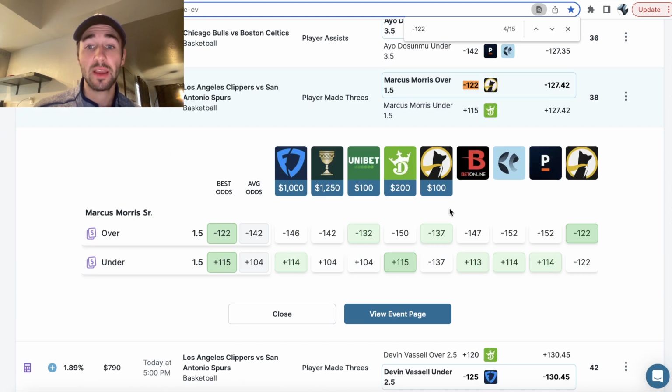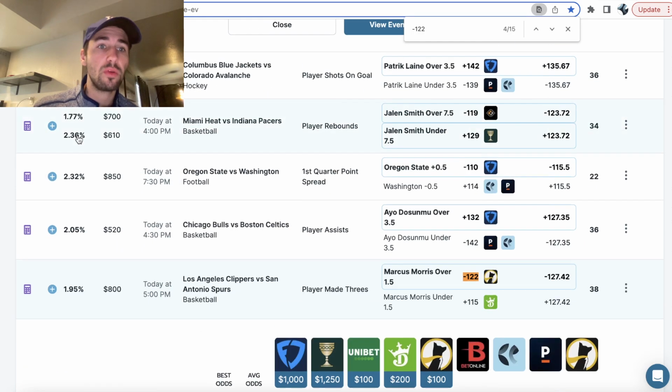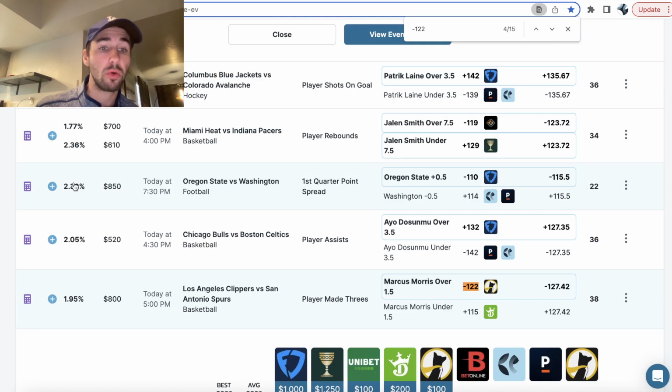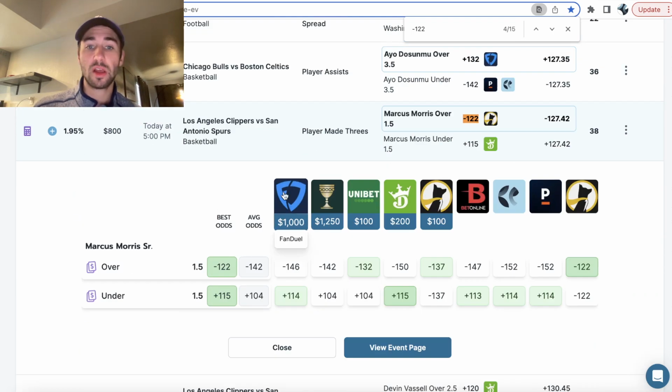Whereas this next pick is very obviously a great bet, right? We're getting minus 122 for Morris over 1.5 made threes. No other sportsbook's giving us better than minus 132. Even though the EV percentage is a bit lower, you'll notice every sportsbook is pretty aligned. They're all roughly minus 145, slight variations from book to book, but we have really high confidence that getting minus 122 is insane value.